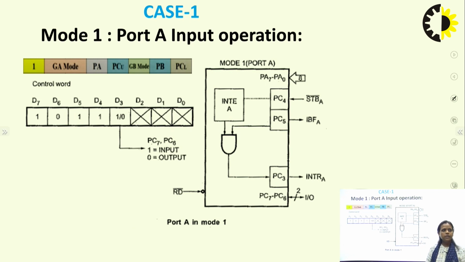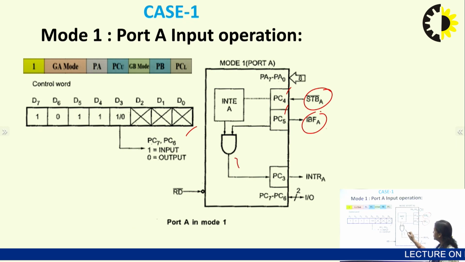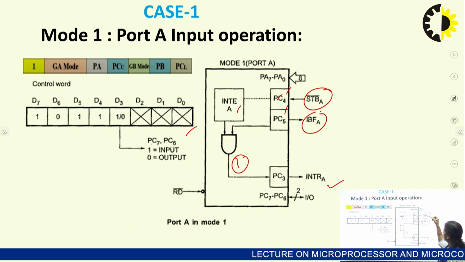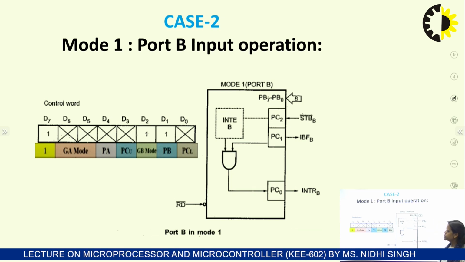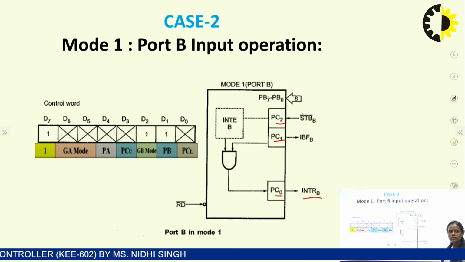So, this is a mode 1 port A input operation, and this is the control word. The pattern will be the same, and this is mode 1 port A. Here we can see this strobe and IBF. These handshaking signals are being generated with port C, and when all of these are 1, then only the output of this AND gate will be 1 and the interrupt signal will get generated. So, all these three should be 1 to generate the interrupt signal. And this is mode 1, port B input operation. So for port B, PC2 and PC1 are used to generate the handshaking signals, and here PC0 is generating the interrupt signal.